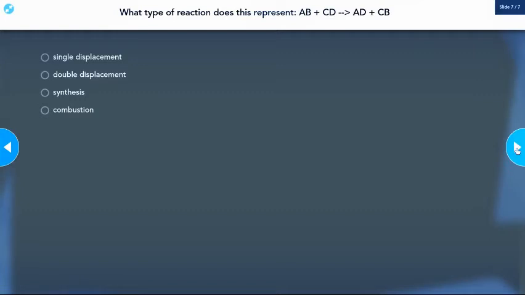Then what type of reaction would this represent? So we have compound AB and compound CD, and then we get AD and CB. So looking at what happened here, A went with D and C went with B. So this would be a double displacement reaction. This is the only type in which we have two compounds in our reactants, and then two compounds in our products. So this one would be the double displacement reaction.